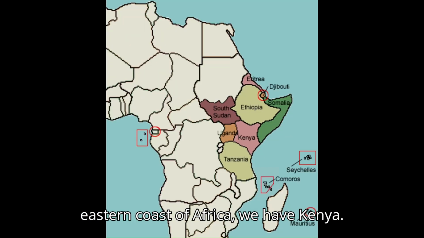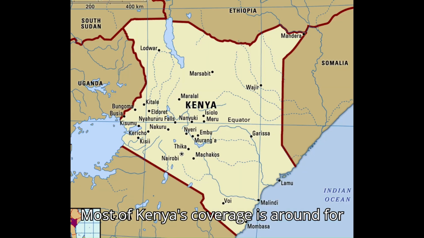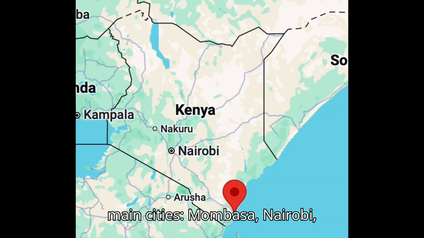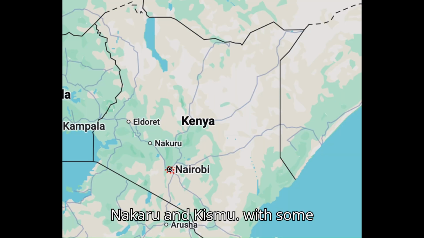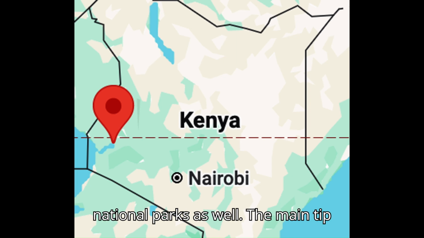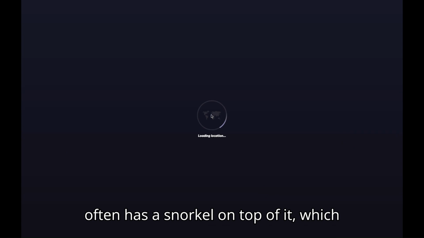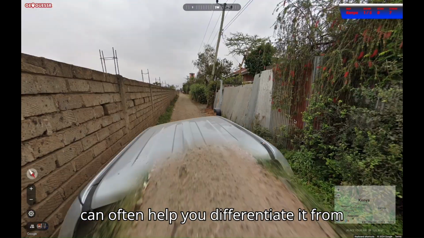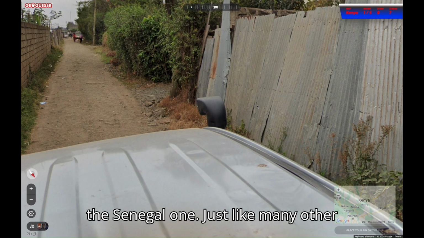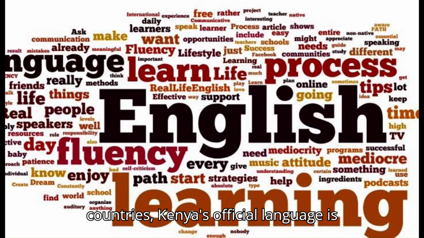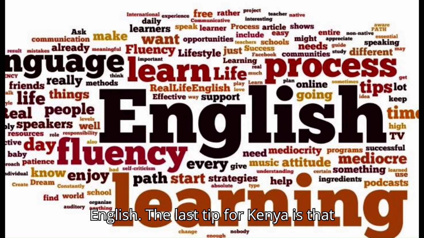Moving to the eastern coast of Africa, we have Kenya. Most of Kenya's coverage is around four main cities: Mombasa, Nairobi, Nakuru, and Kisumu, with some national parks as well. The main tip I have for Kenya is that the Google car often has a snorkel on top of it, which can often help you differentiate it from the Senegal one. Just like many other countries, Kenya's official language is English. The last tip for Kenya is that it has unique license plates. This is because the front license plate is a white rectangle, and the back one is a yellow square, which can also help you in some rounds.